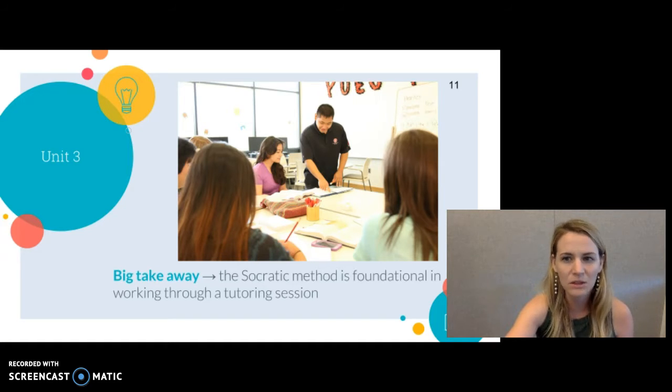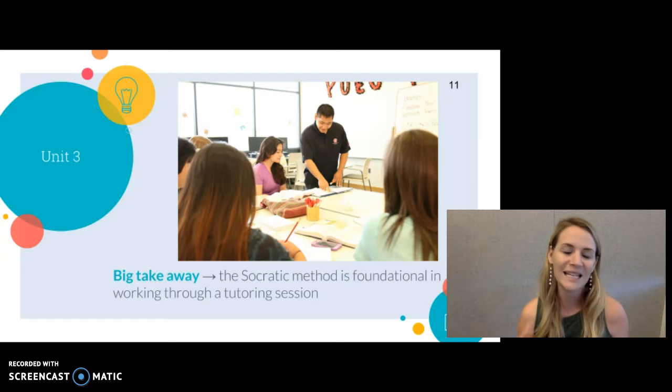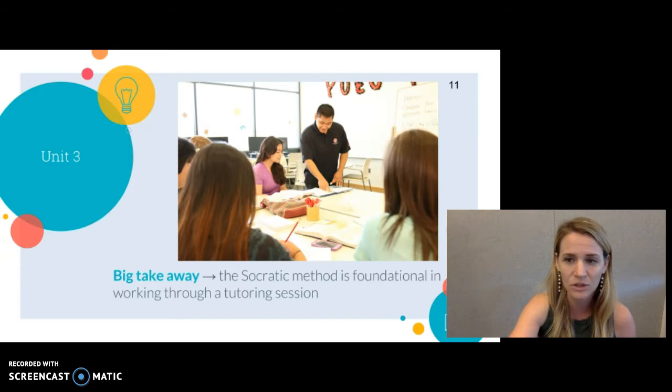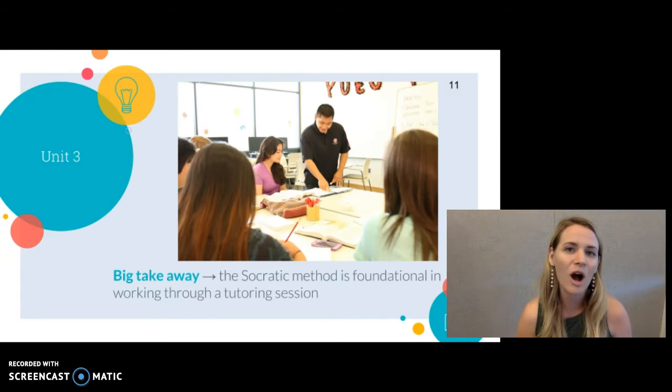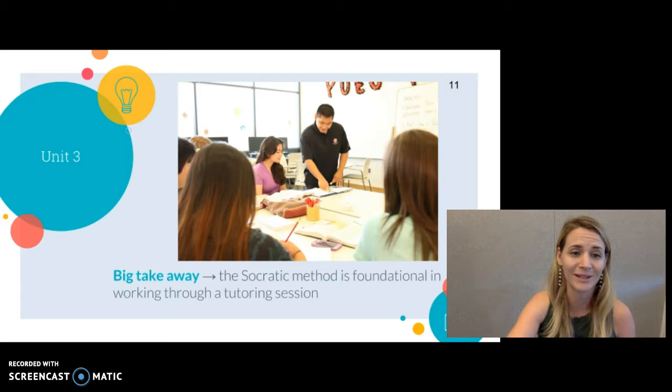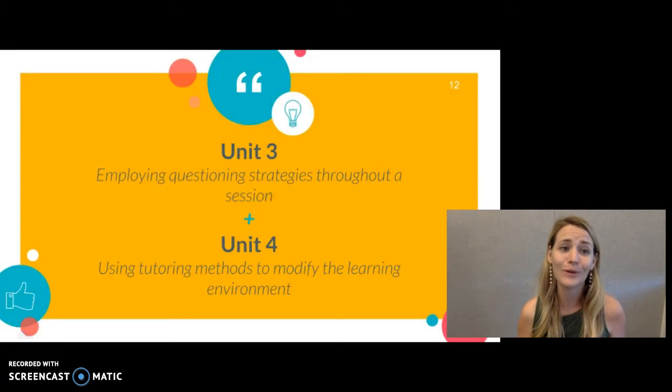Now, within this particular unit, we are obviously going to introduce you more to the Socratic method of questioning theory. We're going to illustrate different strategies to employ during a tutoring session to help you develop those questioning skills with students. And then we're going to offer you some opportunities to practice using the Socratic method of questioning within a tutoring session.